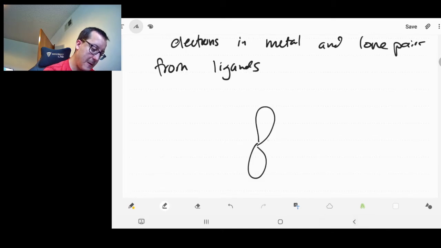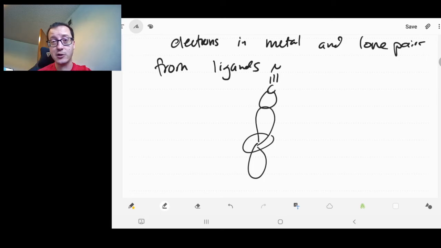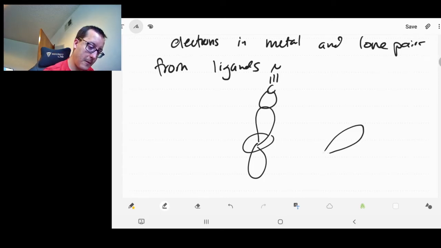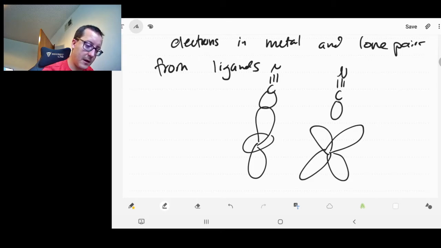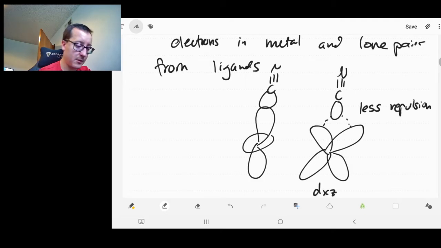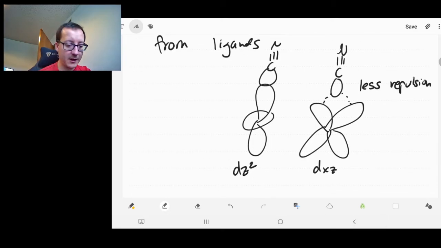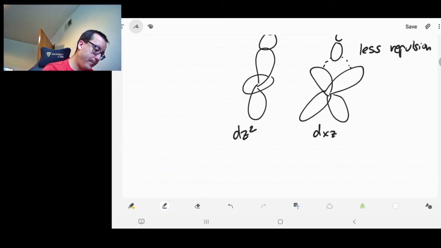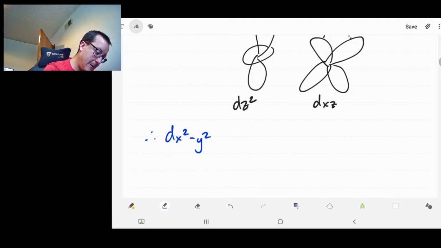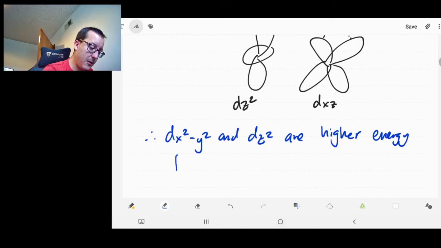So if you can imagine, here's our z squared, here is our cyanide. It has its own lone pair orbitals. Those are going to clash a little bit. However, if we look at something like that xz from before, I'll make them the same distance, and we have some more over here. Suffice it to say, these are going to be farther apart, so this is going to have less repulsion here. This might be the dxz, for example. This is dz squared. But the whole point of this is, because of that, dx squared minus y squared and dz squared are higher energy than the other three.